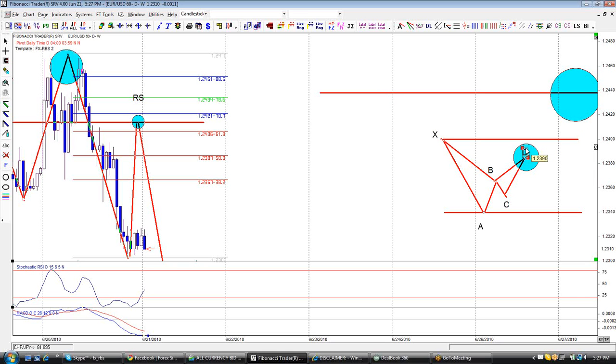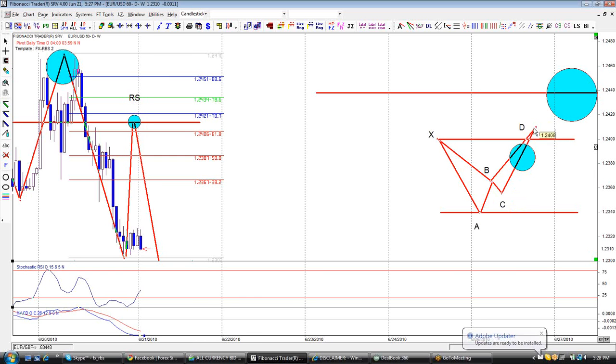Now, when the CD leg is extended and price goes above X, we have a failed Gartley. Now, we don't look for Gartleys once price goes above X. And usually, if we enter a Gartley, the stop is placed above the X, because once price passes X, the Gartley fails.